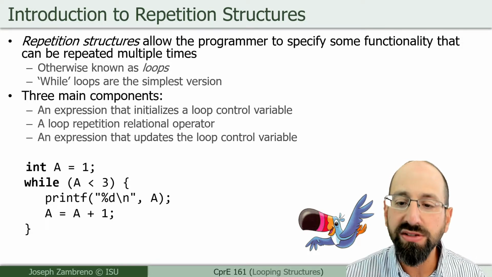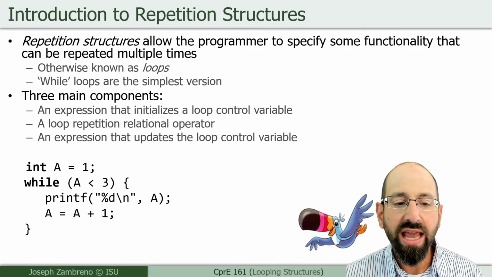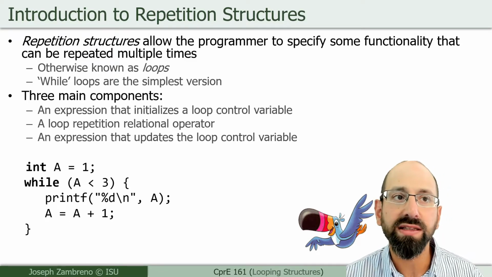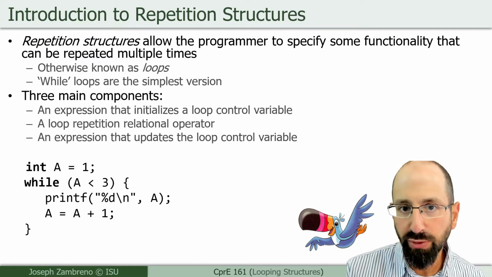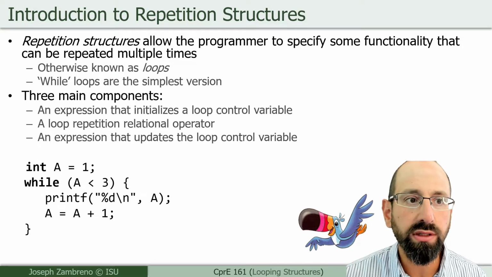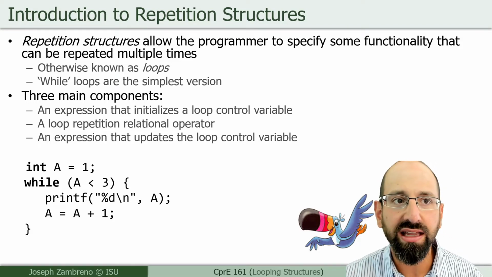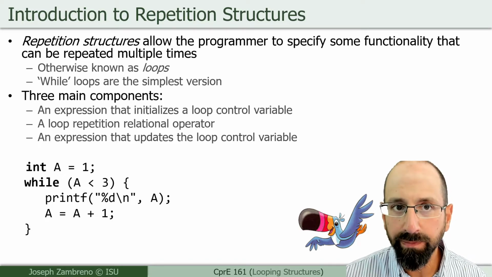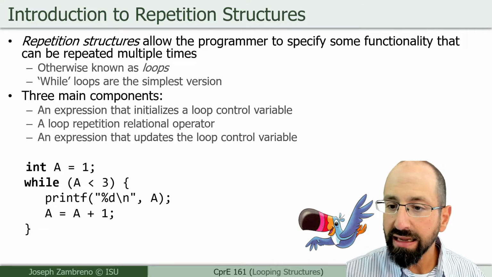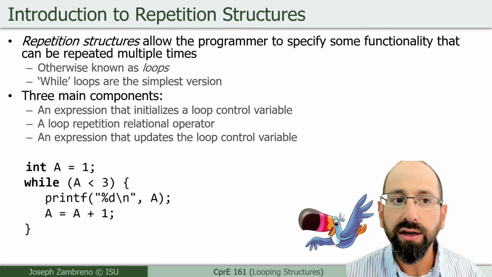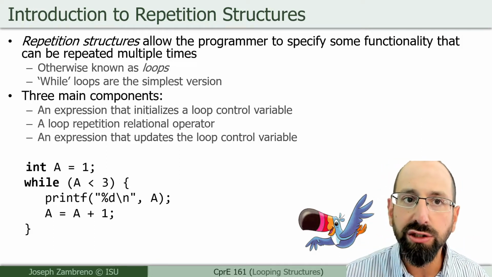The while loops in C are the simplest version, and all of our loops have three main components, and I want you to remember these three components. There needs to be some expression that initializes a variable that allows us to control the loop, a so-called loop control variable. It's going to be a in the example on this slide. There needs to be some loop repetition relational operator, just like with our if statements, and it's not a coincidence, our syntax looks quite a bit like an if statement here. We have our a less than 3 relational operator.